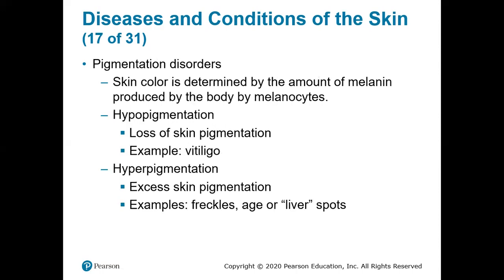Pigmentation disorders. This is page 369. Skin color is determined by the amount of melanin produced by the body by melanocytes. Hypopigmentation is a loss of skin pigmentation. An example of this would be a condition known as vitiligo. Hyperpigmentation is excess skin pigmentation. Examples would include freckles, age, or liver spots.